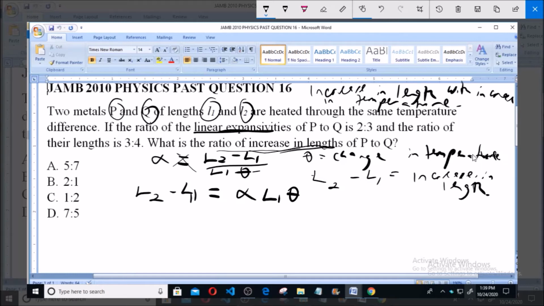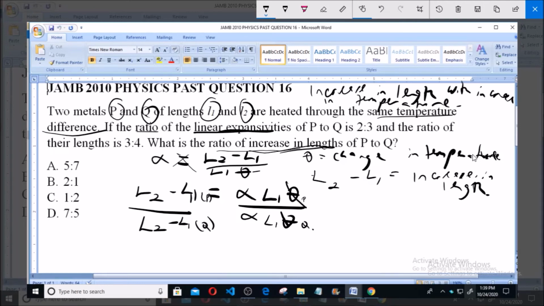Now you are dealing with ratios of two metals here. So when you are considering two metals, you'll be considering the first one for metal P and the second for metal Q. So this is obviously for P and this for Q. Now it tells us that the temperature difference, change in temperature, is the same. So if they are of the same value, that means they will cancel out. So this is the formula you would be left with. Now we can insert our values.